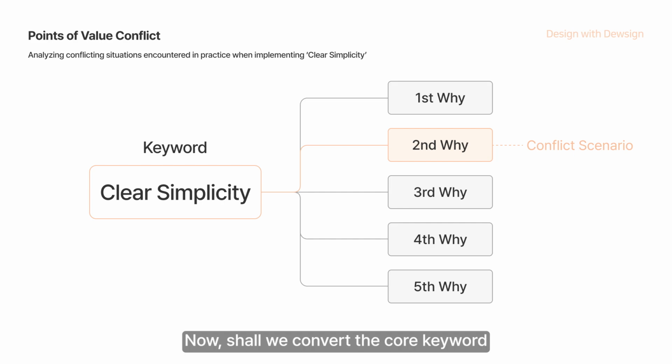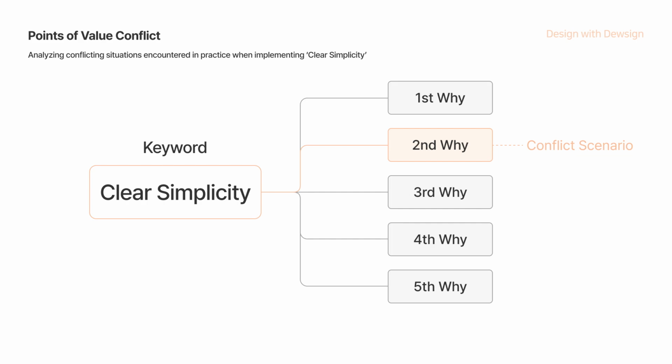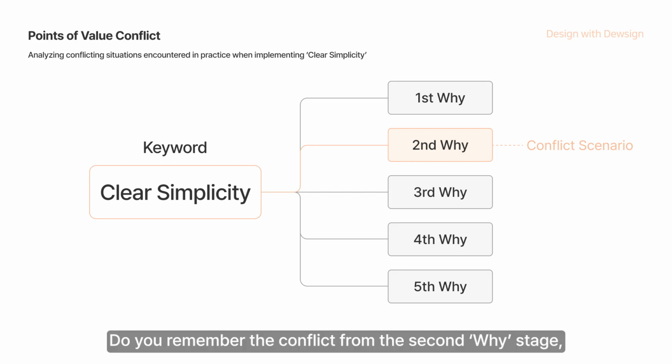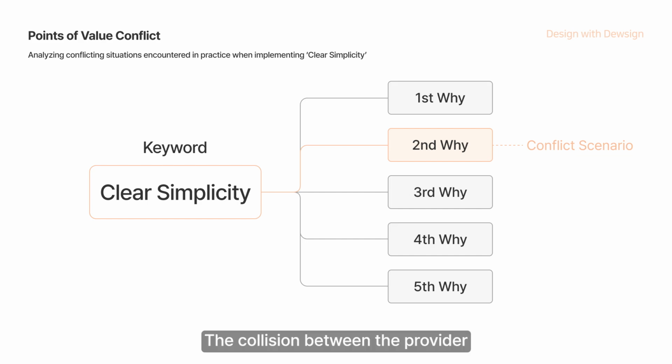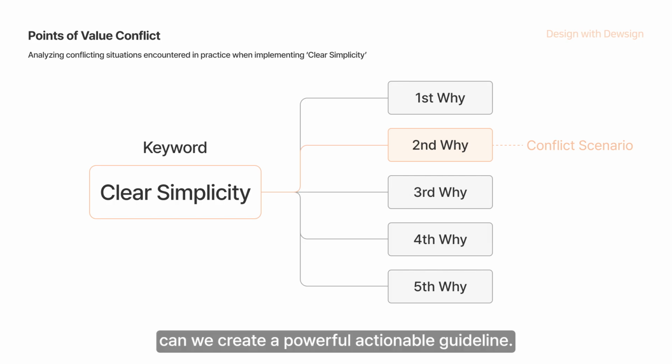Now, shall we convert the core keyword we derived earlier, clear simplicity, into an actual principle? To do that, we need to revisit the conflict we discovered during the 5 whys process. Do you remember the conflict from the second why stage, where the perspectives of the provider and the user clashed? The collision between the provider, who insisted on showing all information, and the user who felt stressed by it. Only by identifying this point of conflict accurately can we create a powerful actionable guideline.